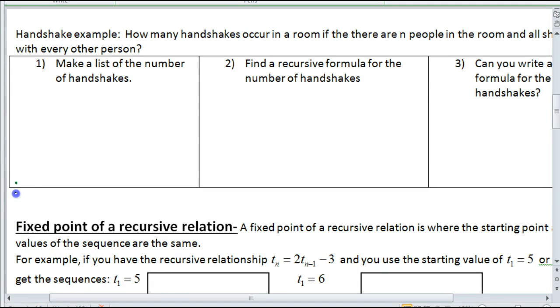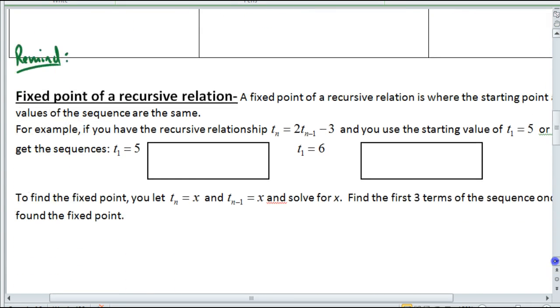Okay, we're going to do this in class, so please remind me or whoever your teacher is that you're going to do the handshake problem in class. I think it just works better live.